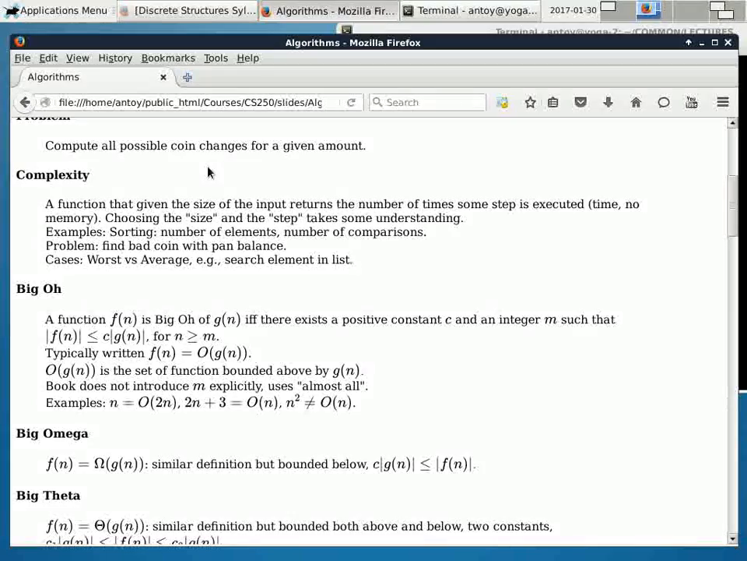Fantastic. The size of the input of my algorithm. This is the argument of the function running time. What is the output? The number of times that some step of the algorithm is executed. I decide what is the size of the input, and I decide what is the operation that I do. Later on, we will play a very nice example of this.